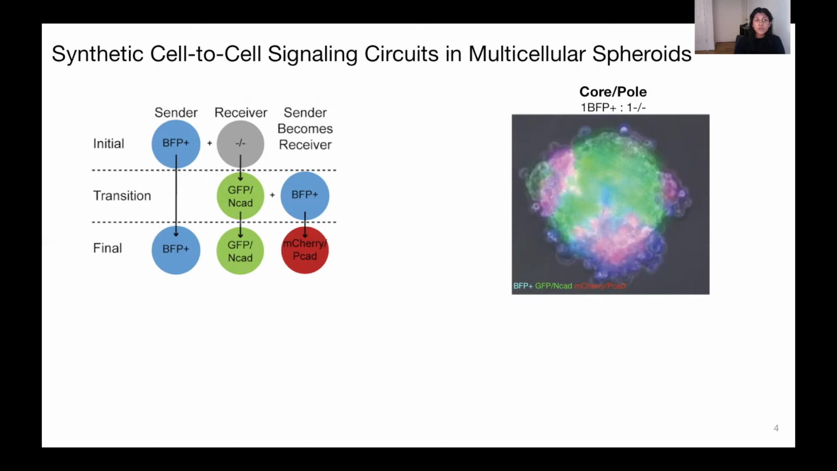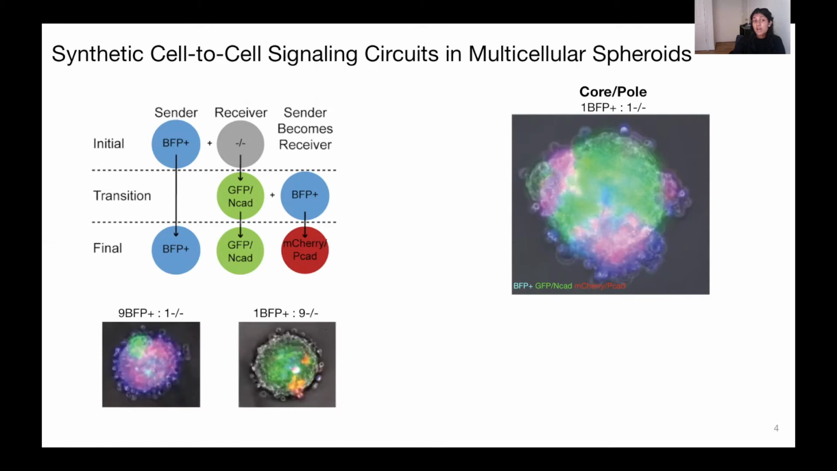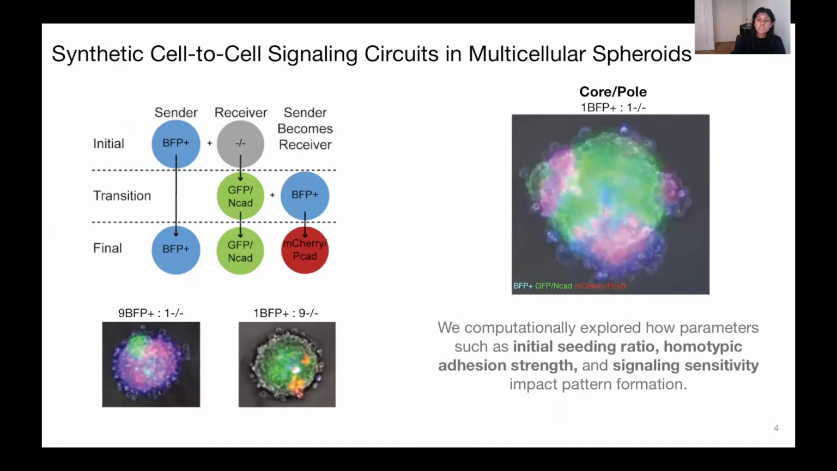The truth is, a variety of parameters in this signaling system could have given rise to this pattern. The initial seeding ratio of sender and receiver cells, as well as the sensitivity of receiver cells to sender cells, and the homotypic adhesion strength of the activated phenotypes could all play a role in what spheroid level pattern emerges in this system. Now, experimentally modifying the synthetic system over and over again to explore how all three of these parameters impact spheroid patterns would be complicated and very expensive. But we can do this with a computational model.